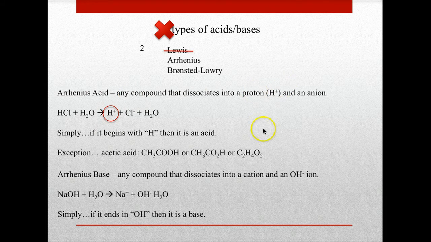Okay, an Arrhenius base is any compound that dissociates into a cation and an OH ion, a hydroxide ion. So if we were to take sodium hydroxide and put it into water, we'll get sodium, and then we're going to get that hydroxide ion right there in water. Okay, so simply if it ends in OH, then it's a base, like NaOH.